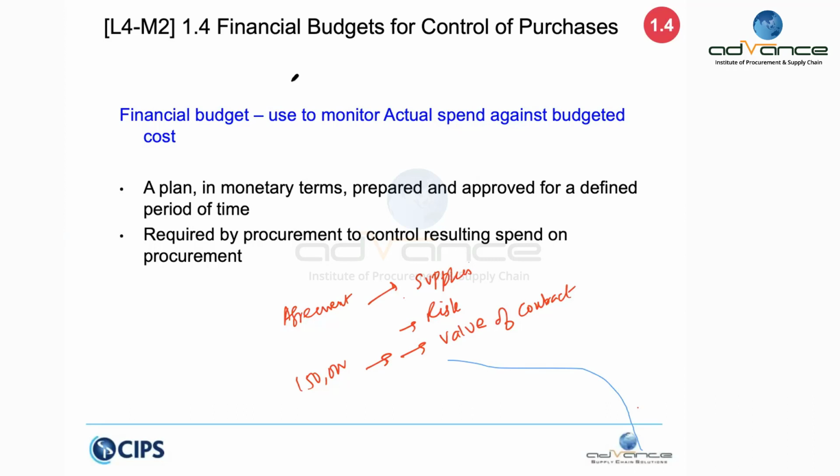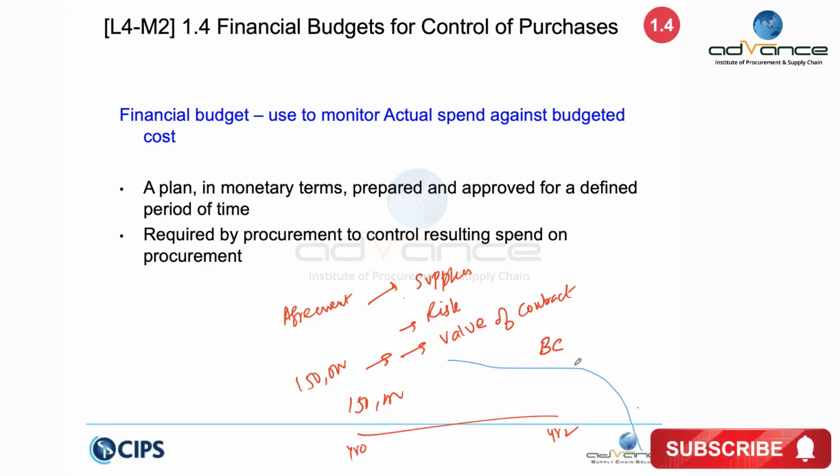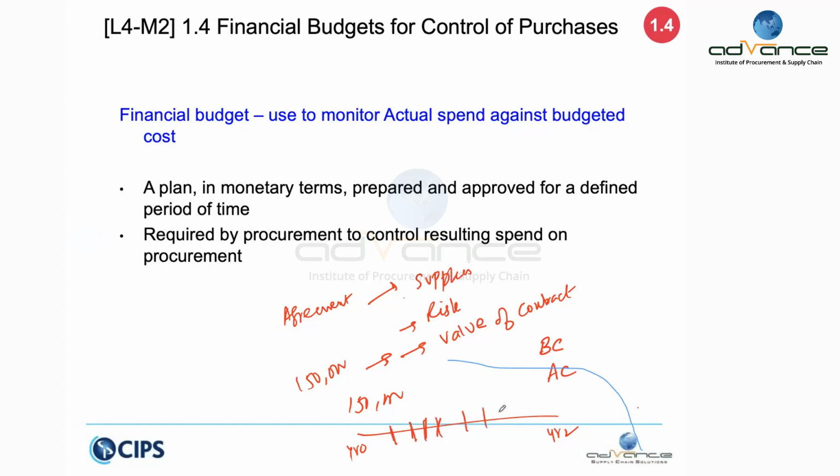This 150,000 is for a 2-year contract, year 0 to year 2. This is my budgeted cost. Every time I pay an invoice, that is my actual cost. If my budget is divided into 24 months, this is my budgeted cost per month, and I'm paying an invoice every month. I need to monitor my actual spend against the budgeted spend. That is the process of measurement of performance related to your budget, used by procurement personnel to control the spend of that particular category.